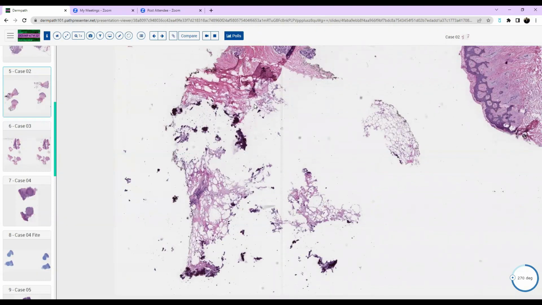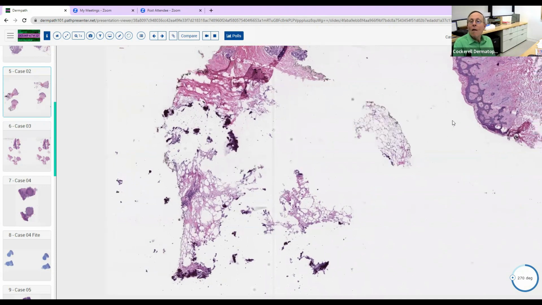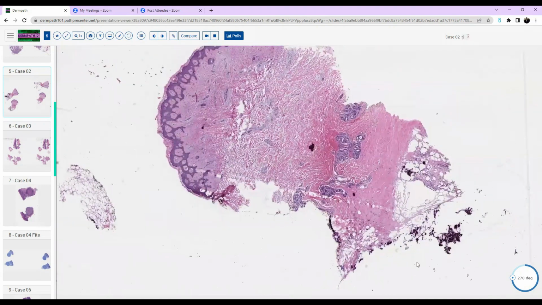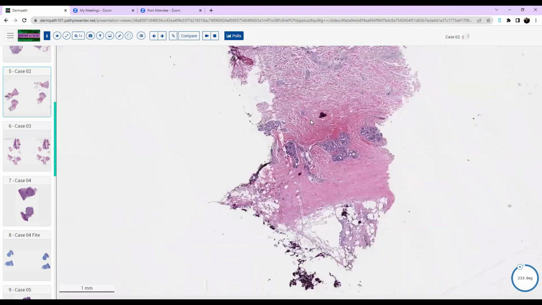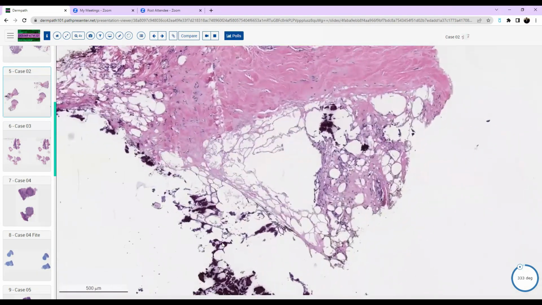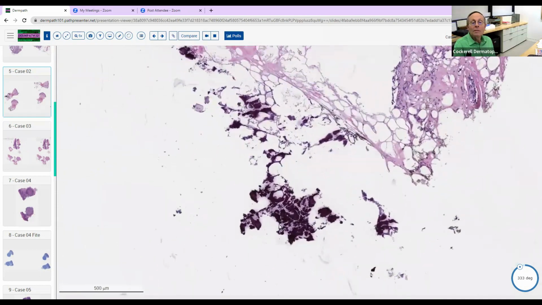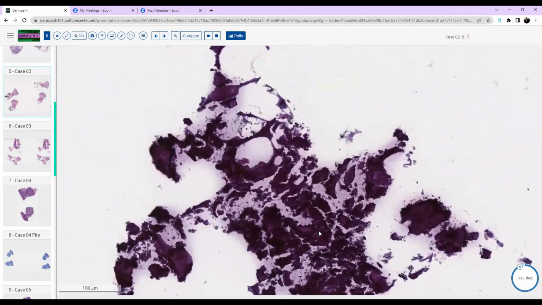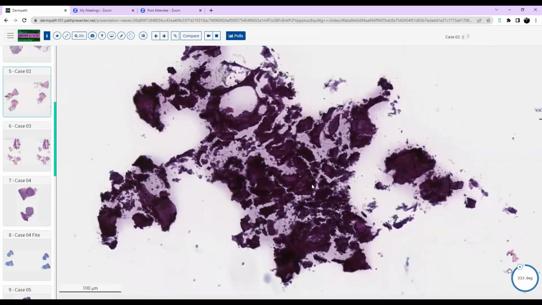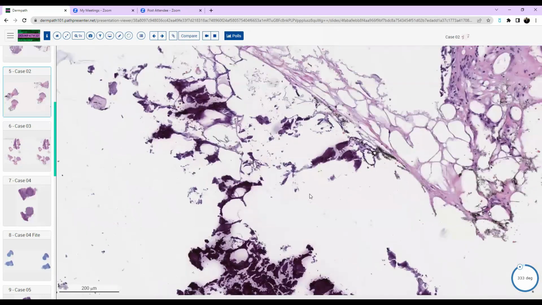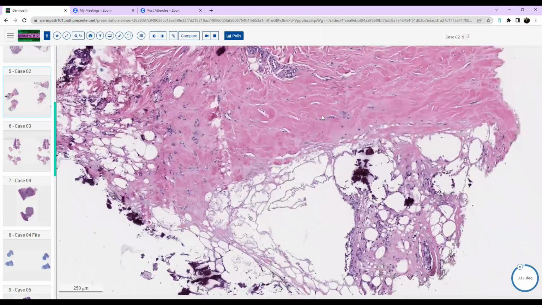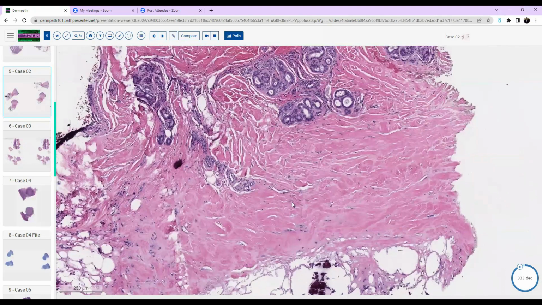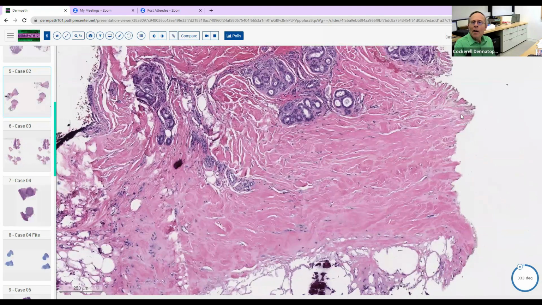Good, excellent. And it looked like there's a lot of these purple, brittle, shattered structures that looked like calcium to me. Good, excellent. Trying to decide if this is inflammatory or neoplastic, I was leaning towards inflammatory, the panniculitis route. Good. What's going on right in this area?